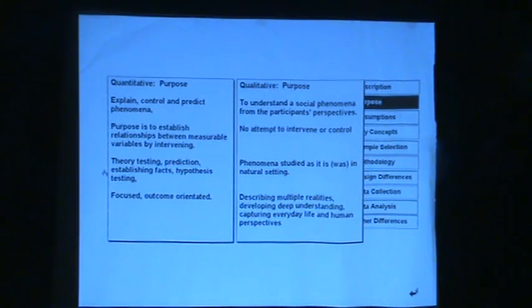Quantitative is theory testing, prediction, establishing facts, hypothesis testing. In qualitative, the phenomenon is studied as it is or was in its natural setting. Quantitative is focused and outcome-oriented. Qualitative is describing multiple realities, developing deep understanding, capturing everyday life and human perspectives.